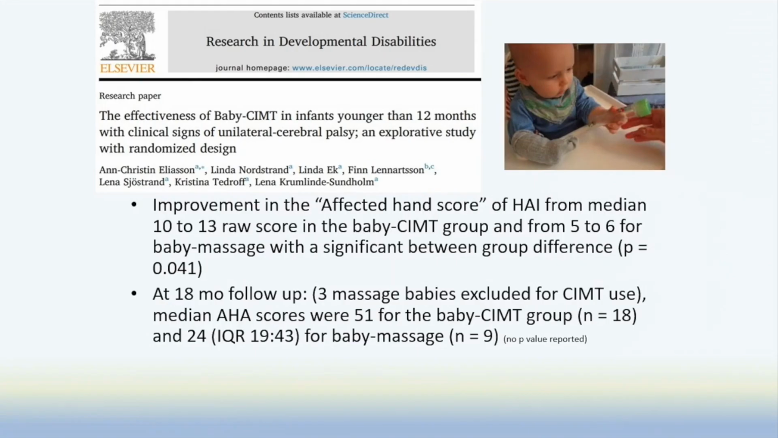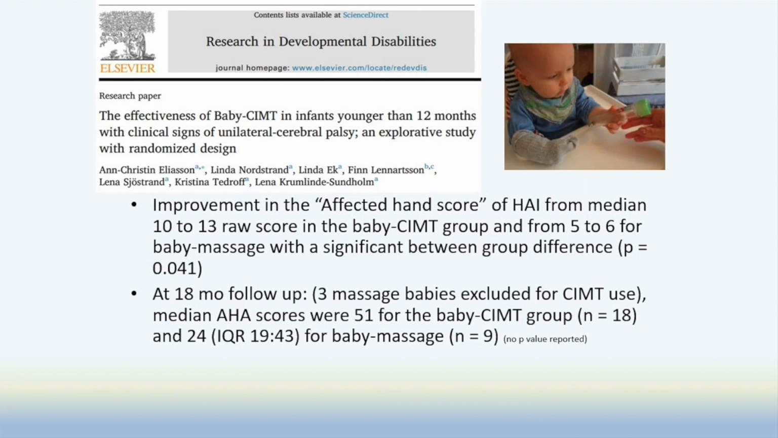The measures used included the Hand Assessment for Infants, administered at 18 weeks after enrollment. The study found that there was significance between the groups. The group that had the constraint-induced movement therapy had improvements significantly over the baby massage group. Then at 18-month follow-up, a few babies in the massage group were excluded so that they could cross over into the constraint-induced group. And the AHA scores, the Assisting Hand Assessment score, were followed for those babies.